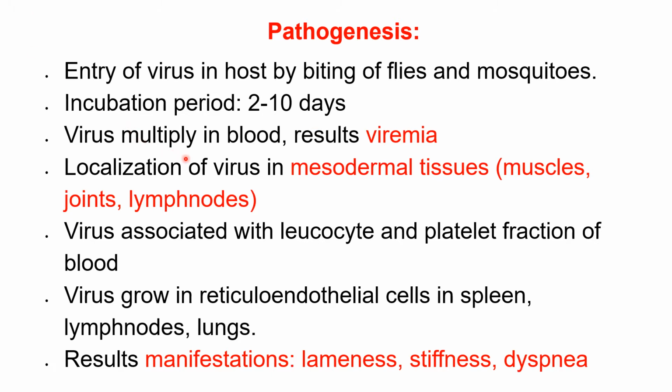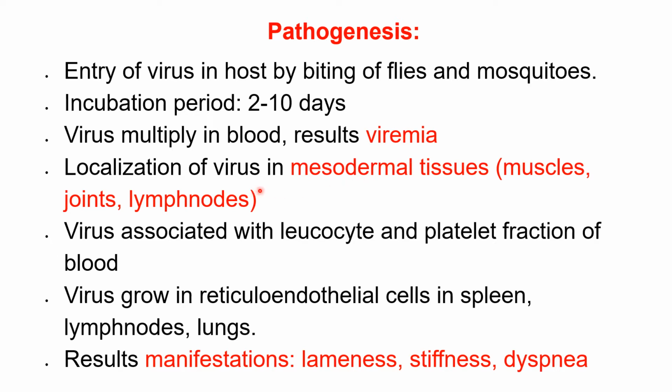The virus multiplies in blood and results in viremia. When there is the viremia stage, there is a sudden high rise of temperature because the virus multiplies very fast. There is a sudden viremia.